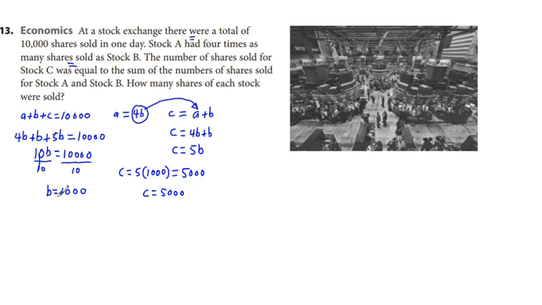And finally, we don't have A yet, but A is equal to 4B. So A is equal to 4 times 1,000. And so A is equal to 4,000 shares. Now, as a last check, do all the shares add up to 10,000? They better. 1,000 plus 5,000 plus 4,000 equals 10,000. So these are going to be correct answers for us.